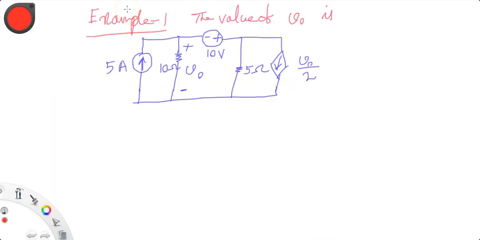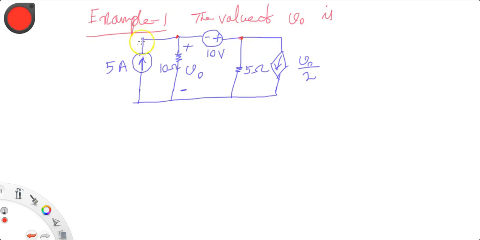So we'll discuss some of the examples, and also get questions. Let us start with example 1. The value of V0 is. So how to do this? First of all, you check if there is a dependent source, that is a voltage dependent current source, and there is a voltage source here, just connecting the two nodes.